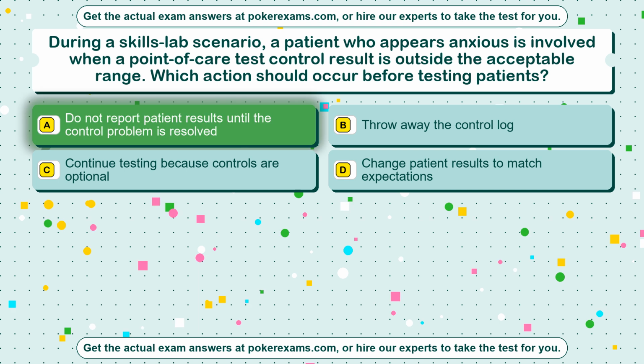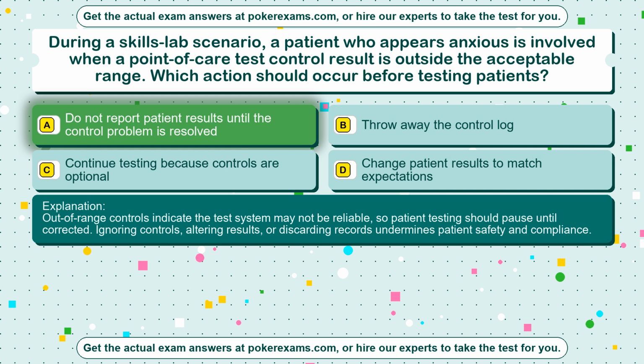The correct answer is option A. Do not report patient results until the control problem is resolved. Out-of-range controls indicate the test system may not be reliable, so patient testing should pause until corrected. Ignoring controls, altering results, or discarding records undermines patient safety and compliance.